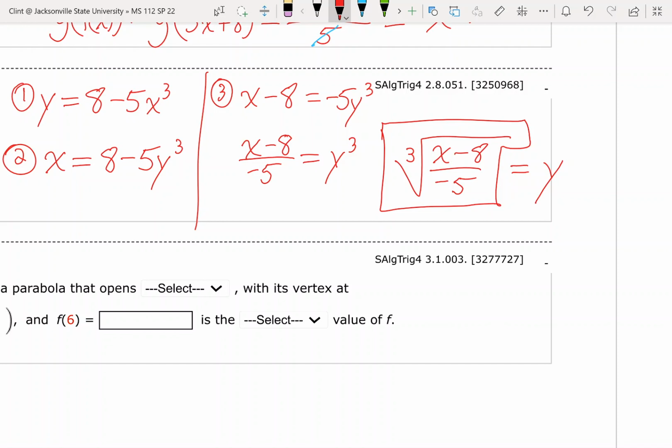So change f of x to y, switch x and y, and then solve for y.